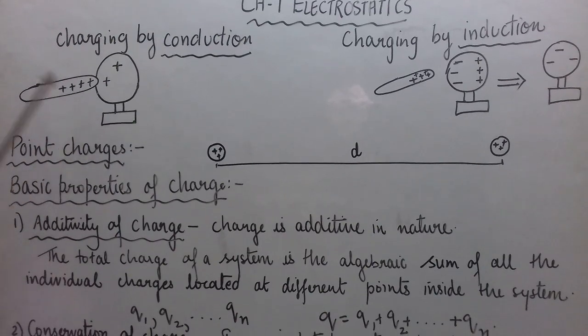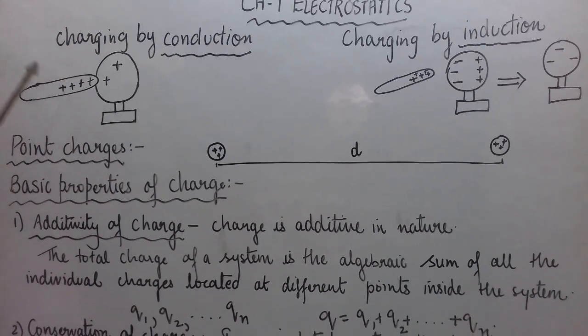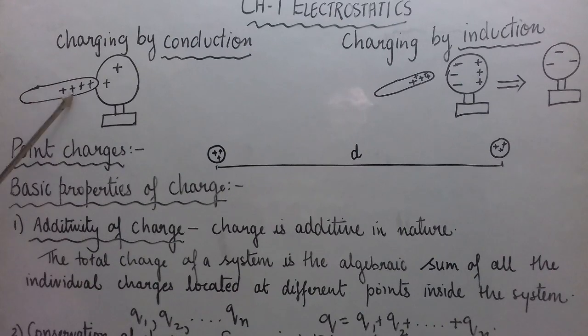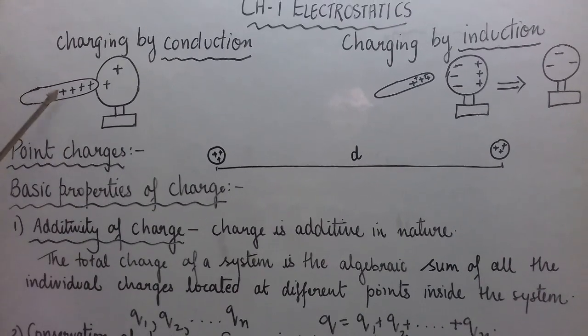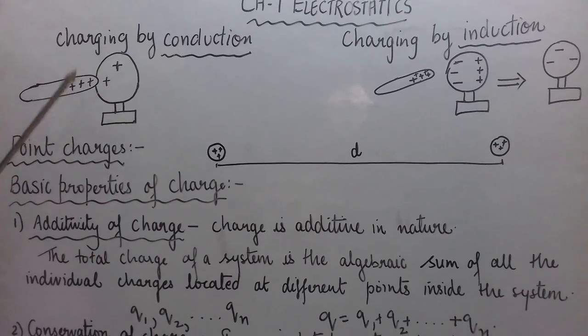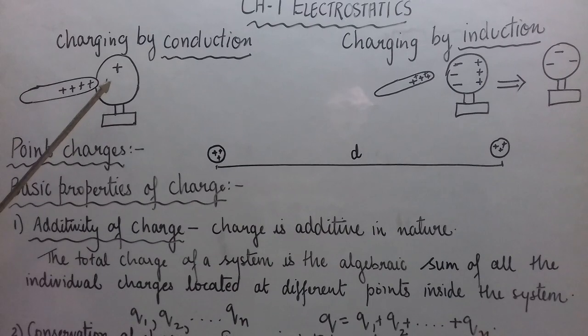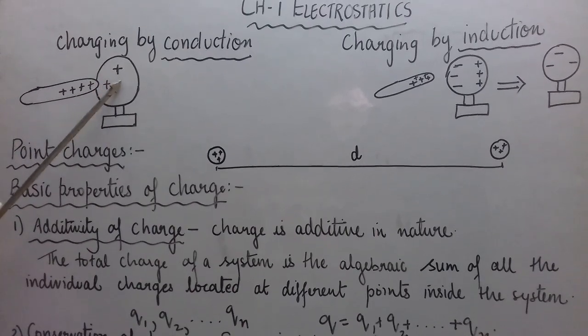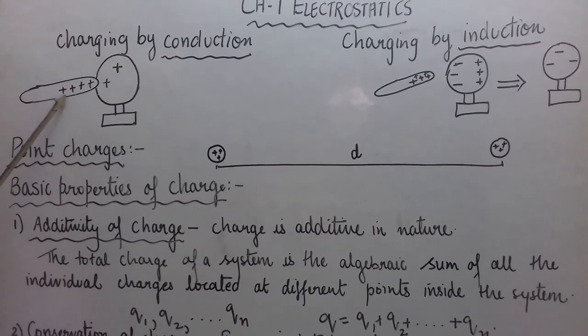And we see here, glass rod has positive charge and it has given a part or entire, depending upon the size of this sphere, depending upon the time of contact, it has given a part of its charge to the sphere. And so charge on the sphere is also positive, similar to the charging body.